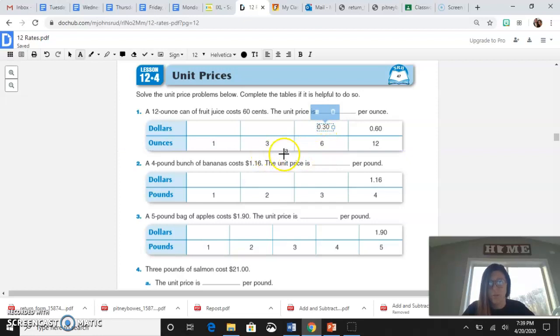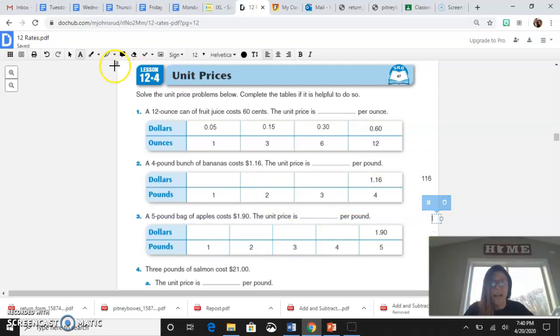Same with this one. 3 times 5 is 15. Make sure you have the decimal in there. And the last one, you know 1 times 5 is 5. But for this one, it's not going to be 0.5 because 50 is bigger than these two. It's going to be 0.05. Okay? So 1 times 5 cents. 3 times 5 cents. 6 times 5 cents. 12 times 5 cents.